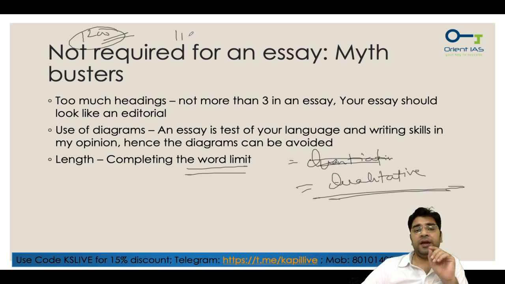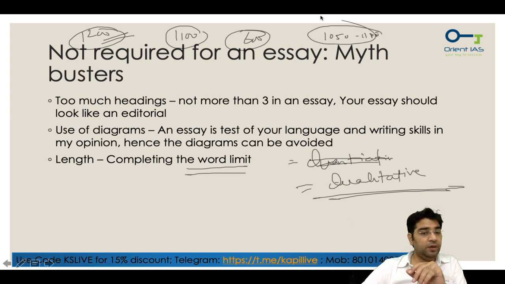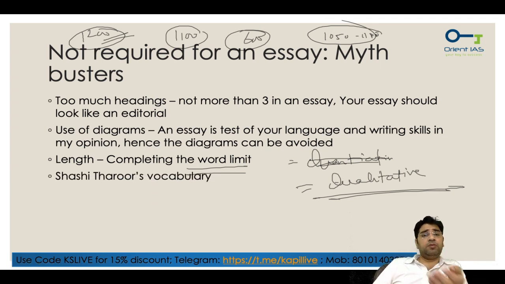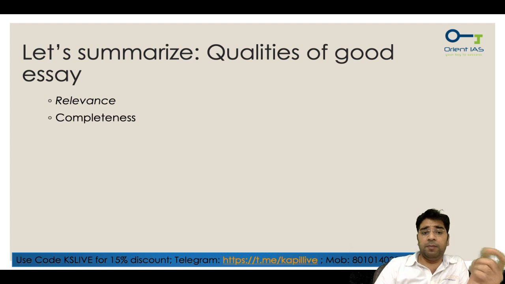If you are completing a good essay in 1100 words, that is very much welcome. But that doesn't mean you are going to write a 600 word essay. So it has to be somewhere between 1050 to 1150. If you have attained this, things will be fine. Then, Shashi Tharoor's vocabulary, no Tharoor is required over there. And let's summarize the good qualities of an essay. Let's now summarize.